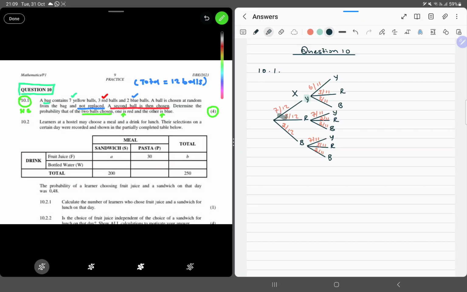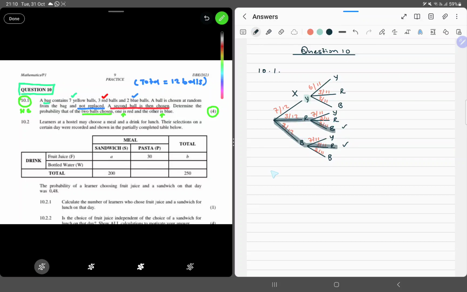Now it means the first ball could be red and then it can go on to a blue because if one was red, the other one should be blue. Or the first ball could be blue and then the second ball could be red. So those are the arms that we need to focus on. But any combination of one red ball and a blue ball is what we accept. So that means we'll just sort out those two probabilities.